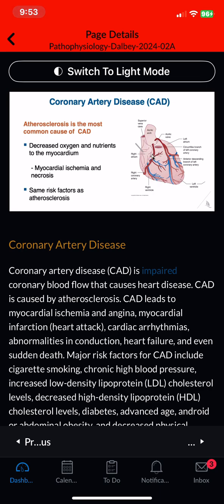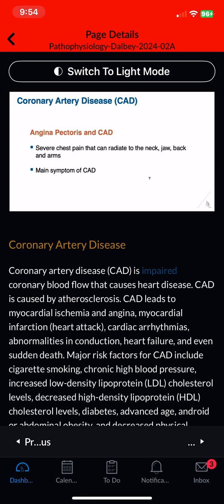And wherever we have the atherosclerosis downstream, the muscle will be affected by myocardial ischemia, so not having as much oxygen as necessary, and necrosis. Since this disease is atherosclerosis, the risk factors are the same. So for example, high blood pressure, dyslipidemia, tobacco use, obesity, and diabetes all raise the risk for coronary artery disease.